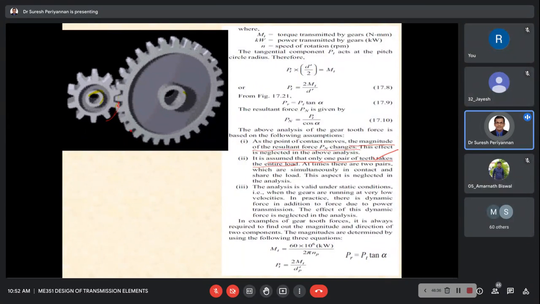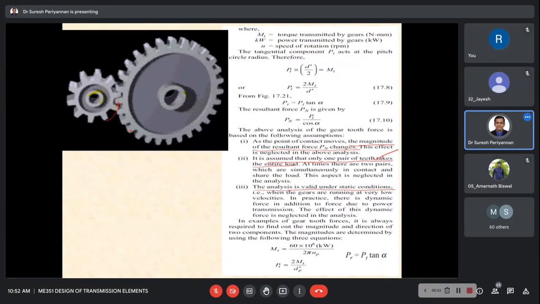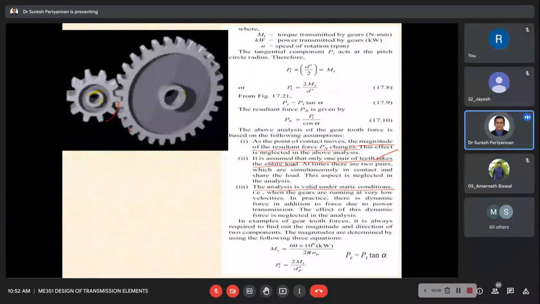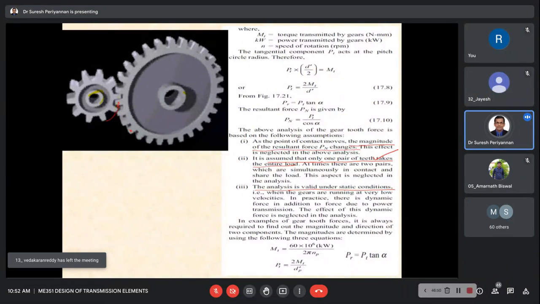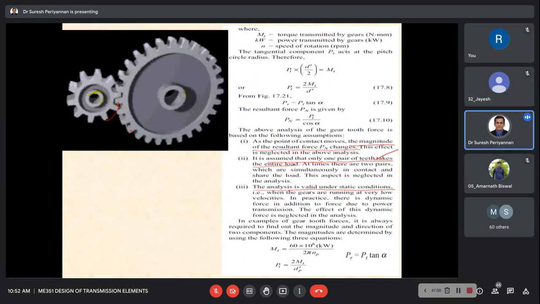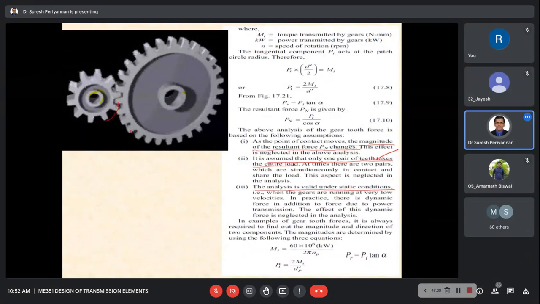The analysis is valid under the static condition. Why are we considering the static condition? At the static condition, it takes more force for the initial transmission of power. For example, a train while it is in the railway station. But when it is running, it won't take more torque or consume more power.